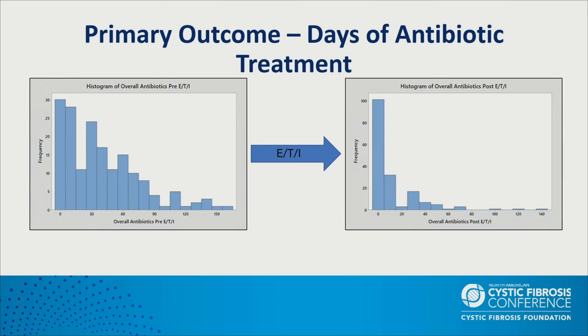For visual learners out there, this sort of visually describes this whole data. So the graph on the left is a histogram of overall antibiotic use pre-ETI, and the graph on the right is post-ETI. As you can see, pre-ETI, there are a good amount of patients that did not require a lot of antibiotics, but then there was sort of a step down of patients that required significantly more and more days of antibiotics. And this sort of just represents some of the diversity among sickness in our CF patients and requirement for antibiotics there. But post-ETI, you can see the vast majority of patients required little to no antibiotics, with only a few patients requiring still large amounts of antibiotics.